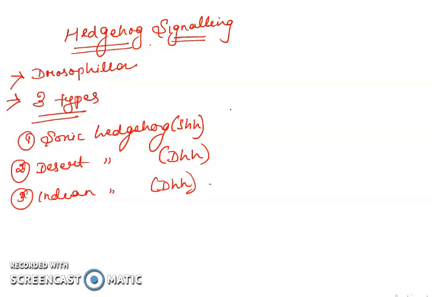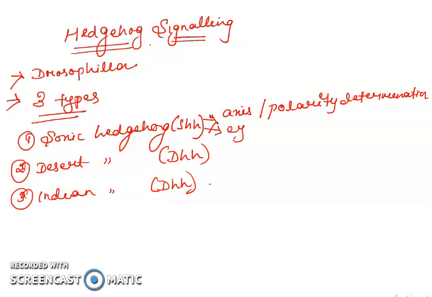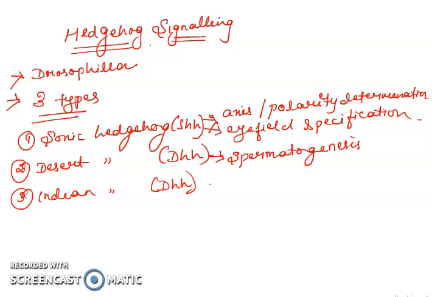These three have different work. Like the sonic hedgehog works in axis and polarity determination, as well as in eye field specification. And the desert hedgehog is responsible for spermatogenesis. And the third one, which is Indian hedgehog, is working in bone growth.